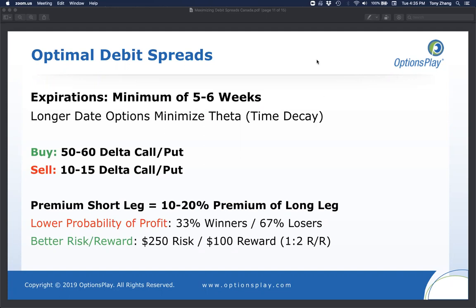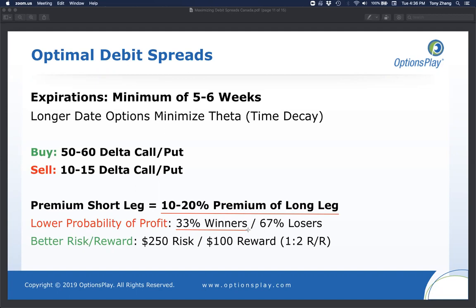When you follow these types of methodologies, what you'll tend to find is that the premium of the short leg that you receive will roughly offset about 10 to 20% of the premium of the long leg. And with this type of strategy, these are typically lower probability of profit trades, usually winners in the 30 to 40% range. A lot of people will say, well, that sounds really low.